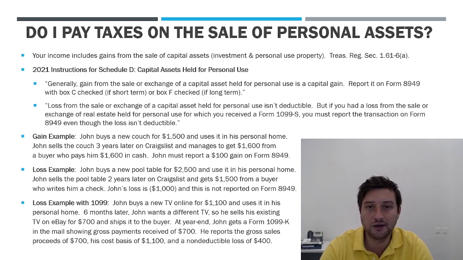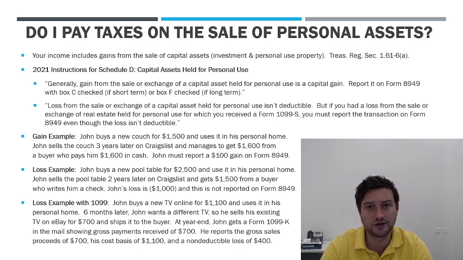So John has the gain. He has to report the sale of the couch, what his sales proceeds are, so the $1,600, the $1,500 cost basis, and the $100 in long-term gain because he's had it for 3 years. Now, I know what you're thinking. Like, this is ridiculous. Well, firstly, are you ever going to make money on the sale of a personal use asset? Probably not. Most of the time, it's a loss. And then secondly, nobody's going to want to report this, right? And I get that, but it's my job to tell you what the tax law is, and then whatever you do on your side, you act accordingly.